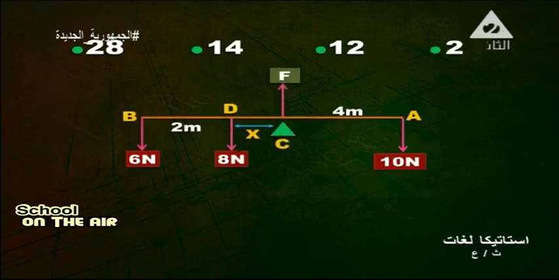The distance equals what? 28, 14, 12, 2. Look at, my dear student, at the first, what is the F? F equals summation of the forces. After that, the moment about C to calculate the distance x.